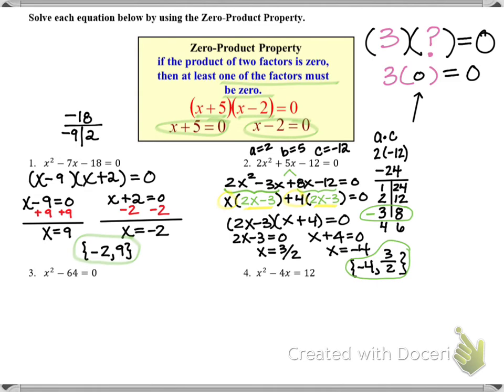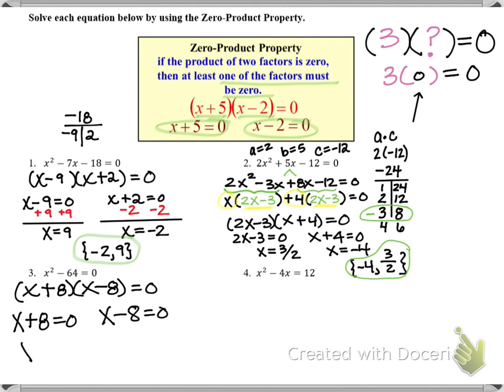Let's take a look at number 3. I hope you recognize number 3 as a difference of squares. That was one of our special factoring patterns. It will factor to a pair of conjugates. Since 8 times 8 is 64, my binomials are x plus 8 and x minus 8. And I set each of those equal to 0. So I'm going to obtain two solutions, either x equals negative 8 or x equals 8. So my solution set contains negative and positive 8.